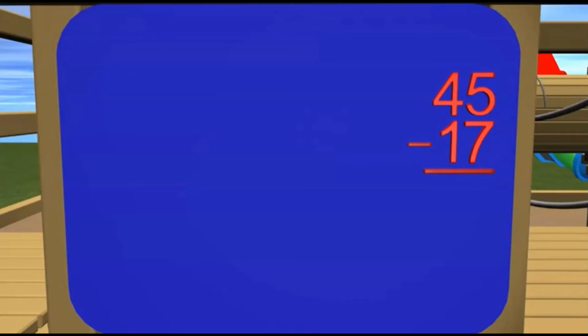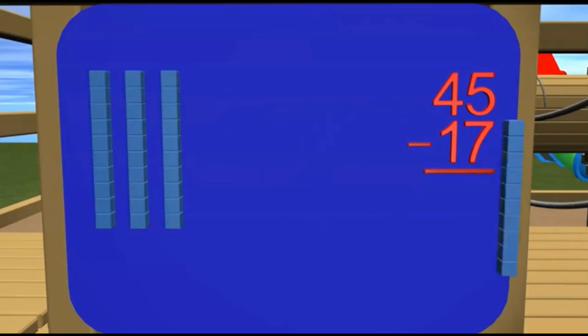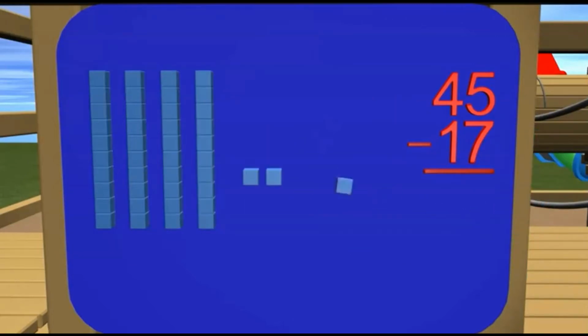Now that we have the numbers lined up correctly, let's represent these numbers using our place value blocks that I have. To get 45, we need 4 tens blocks, 10, 20, 30, 40, and 5 ones blocks, 1, 2, 3, 4, 5. So here we have our 45 blocks, and we know we need to subtract or take away 17 blocks. So let's start with subtracting the ones.